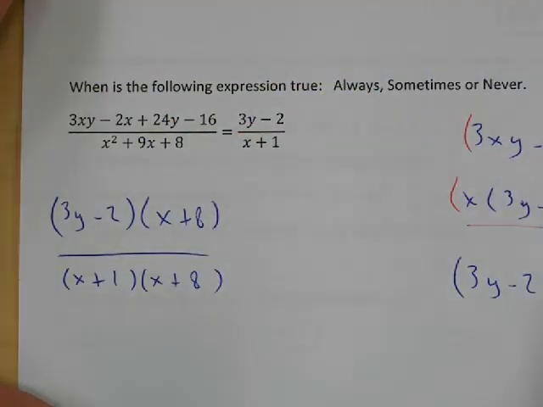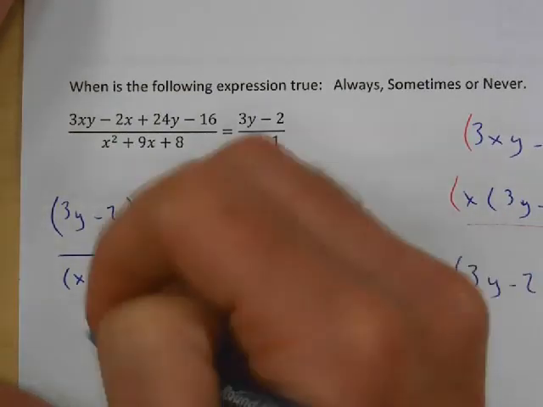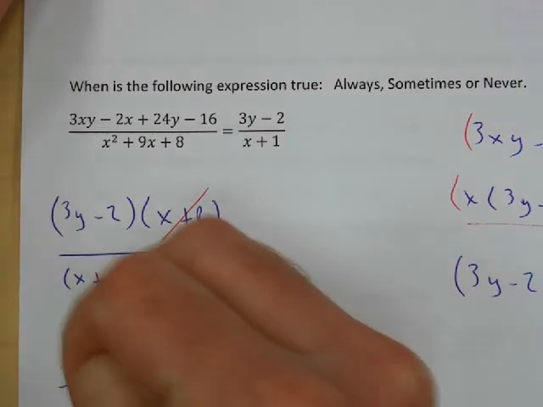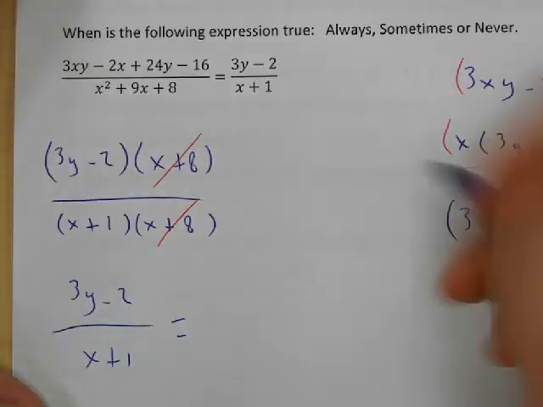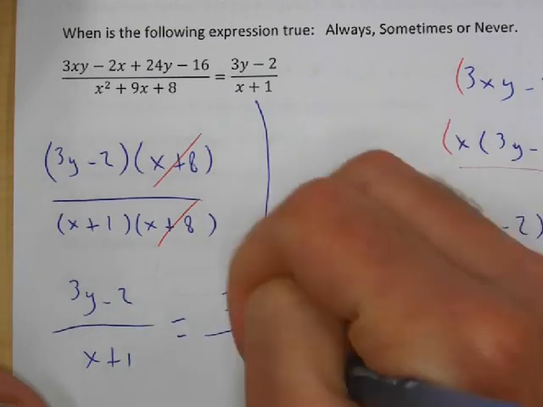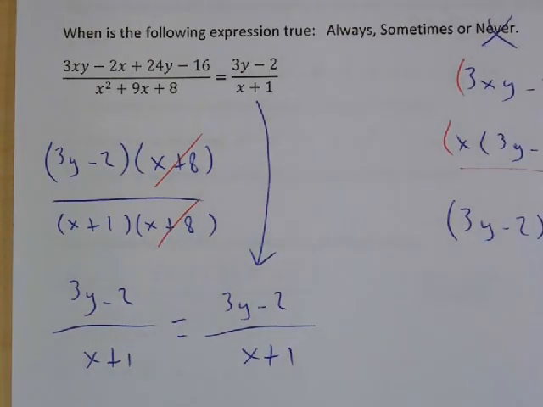Before we set it equal to this thing, let's completely reduce this one. They both have an x plus 8, so I can reduce those, which leaves me with 3y minus 2 over x plus 1. And we want to know, when is that equal to this thing, which is 3y minus 2 over x plus 1? When does 3y minus 2 over x plus 1 equal 3y minus 2 over x plus 1? Well, it's definitely not never, because they're equal. They're the same thing, so we can cross that off.